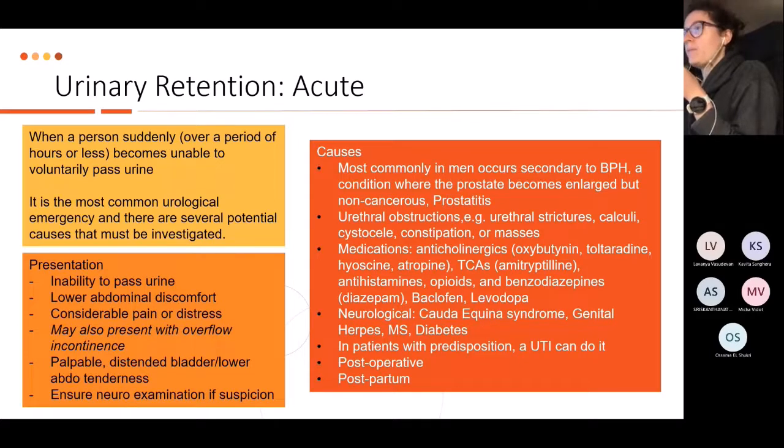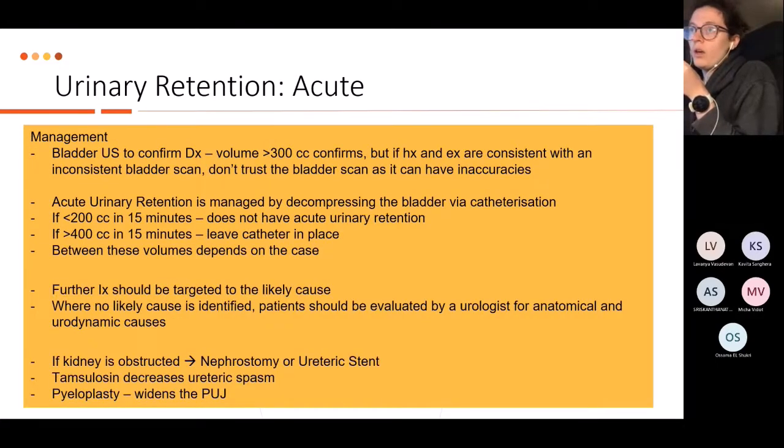Causes, there are many. BPH is the most common, or prostatitis, other prostate issues, but there's lots of other things you need to consider. There might be a structural issue, it might be medication related, neurological, or post-operative or postpartum. So it's always important to consider why someone has gone into retention. Management, do a bladder scan, but be careful with bladder scans because they're not 100% perfect. If you clinically strongly suspect that they are in retention and the bladder scan says otherwise, probably go with your clinical suspicion. It can be quite obvious.